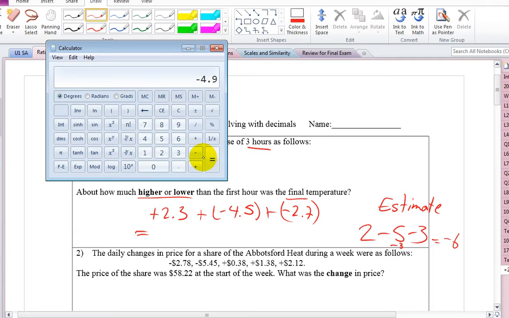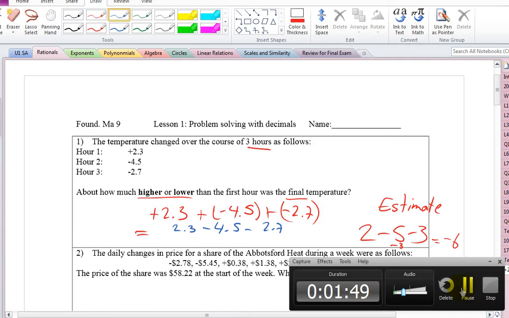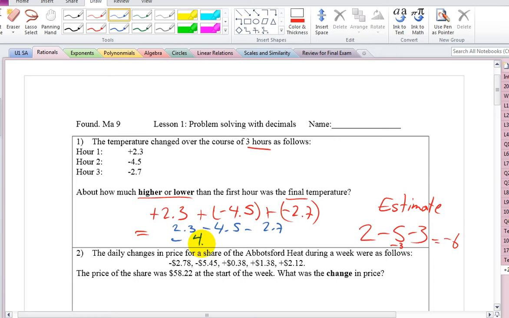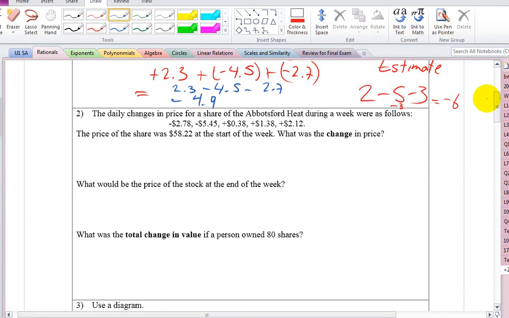Now I sure hope you didn't put all that into your calculator. What you should be doing is you should be going 2.3 minus 4.5 minus 2.7. You should be correcting your sign. Negative 4.9. There we go. All right. Here we go.